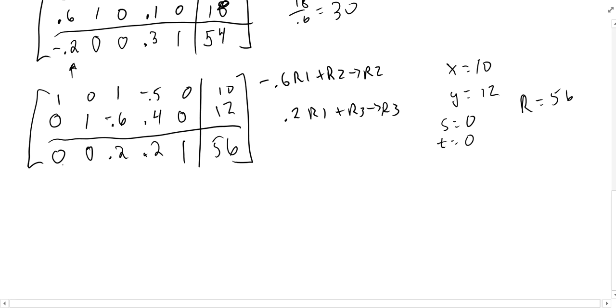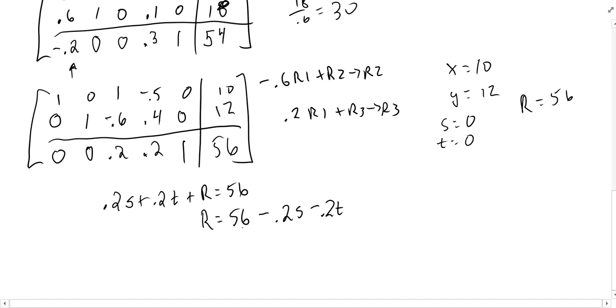Each column here is an equation, and we can convert it back to an equation. And what we have is 0.2s plus 0.2t plus r equals 56 is that bottom equation. If you take that and solve for r, subtract 0.2s from both sides, and subtract 0.2t from both sides, you'll get r is equal to 56 minus 0.2s minus 0.2t. If I want to try to make either one of these bigger, if I take s equal to even 1, what's going to happen is I'm going to have 56 minus 0.2.